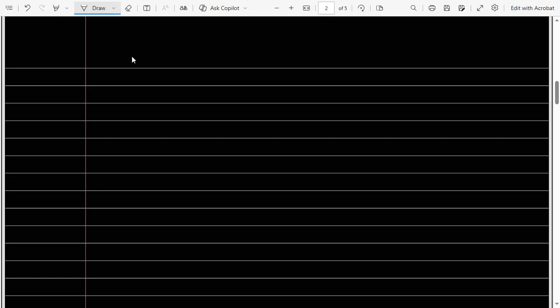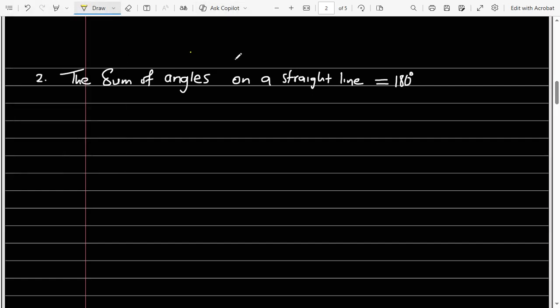On the next theorem, theorem 2, the second theorem is that the sum of angles on a straight line, which is something that we already did, but I just want us to do more examples. The sum of angles on a straight line must add up to 180 degrees, and I'll definitely give you an example that we can look at.